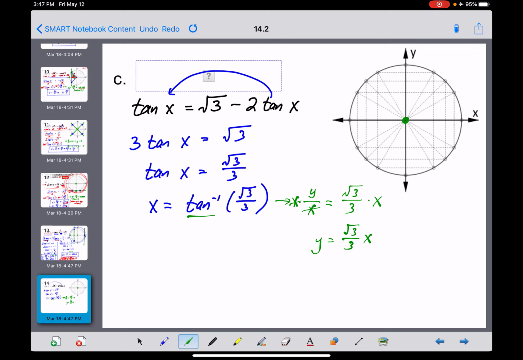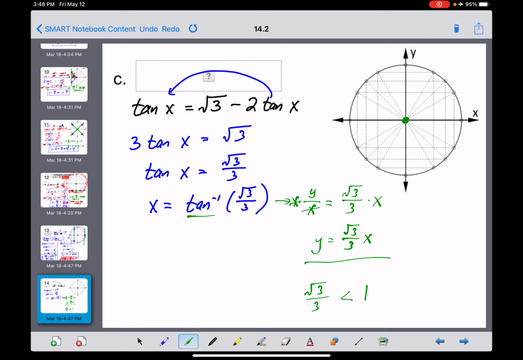But now, I need to know which of the dotted lines that pass through the origin has this slope of root 3 over 3. Well, what I'm hoping you guys can tell me is this. The square root of 3 over 3, is it equal to 1? Is it greater than 1, or is it less than 1? I'm hoping you guys know that the numerator, the square root of 3, is smaller than 3 itself. That means that the value of this fraction is less than 1.